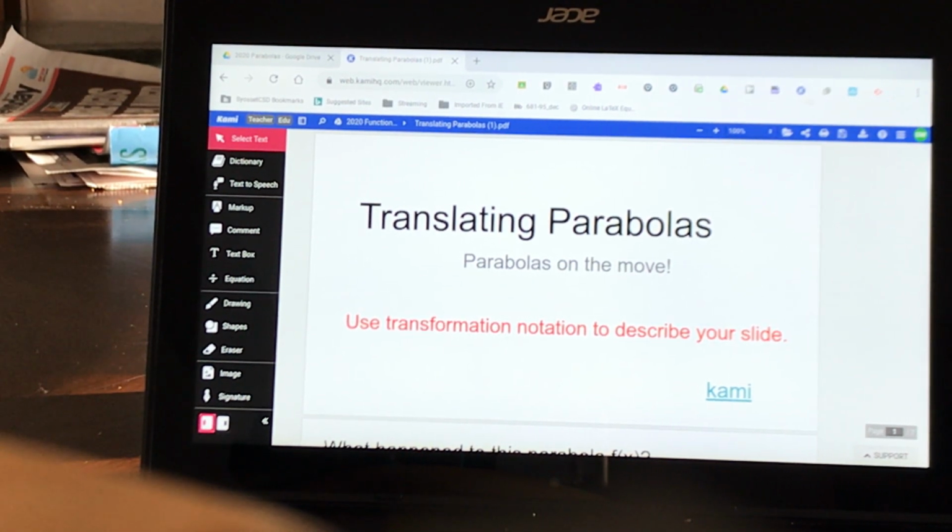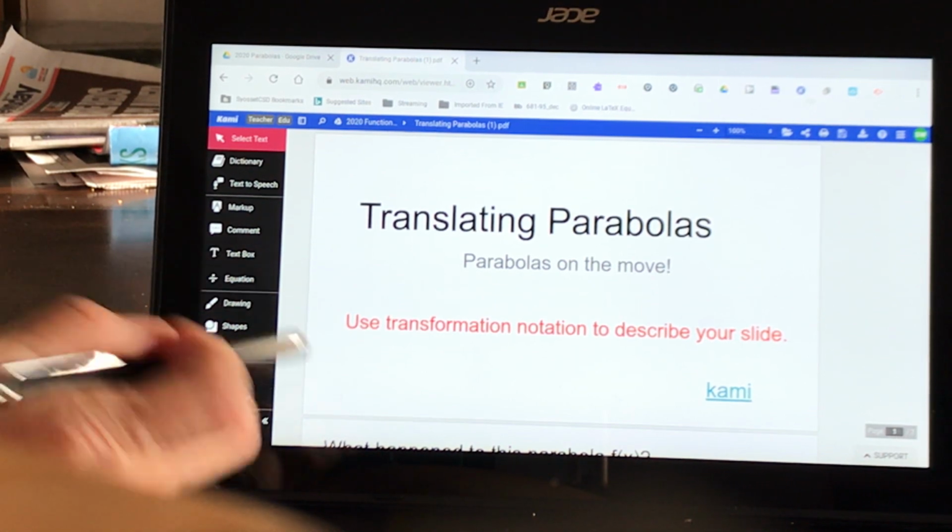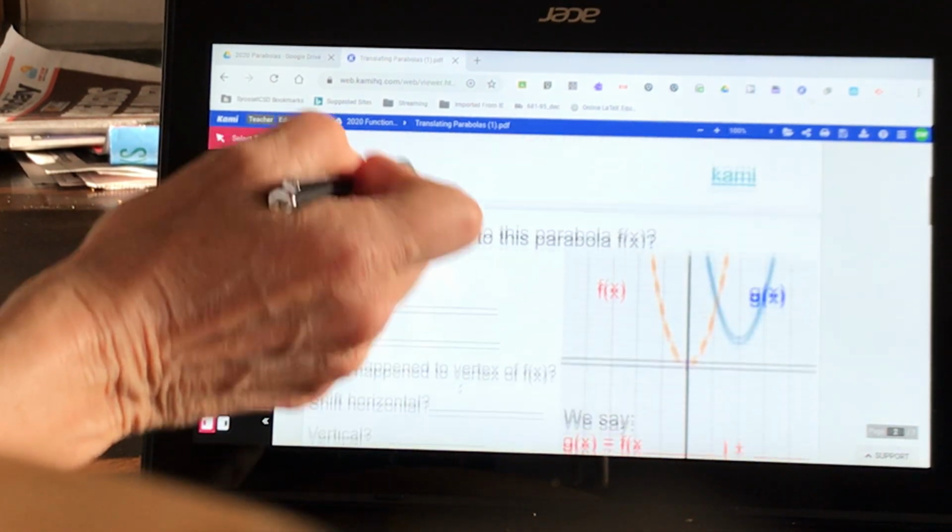This is Mrs. Lindsay, here to talk to you about translating parabolas and using some transformation notation. We like to call this parabolas on the move. I'm going to talk to you today primarily about parabolas and primarily about translating. So let's get to the first slide.